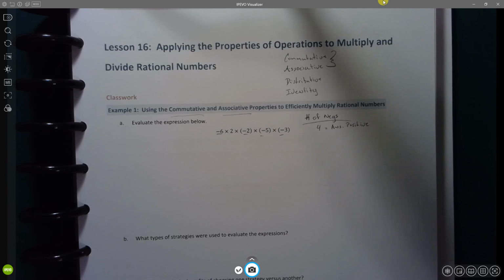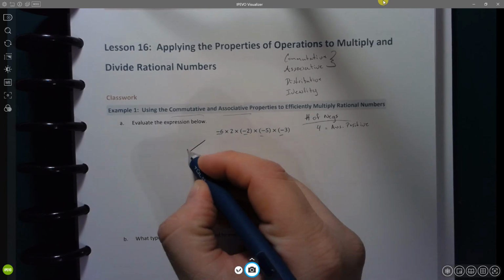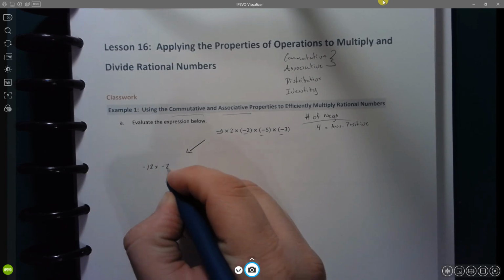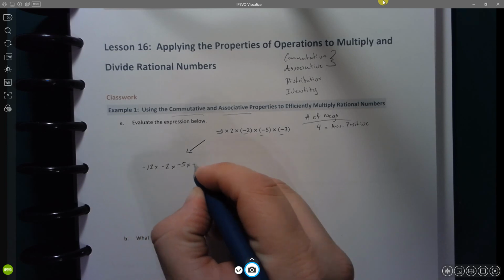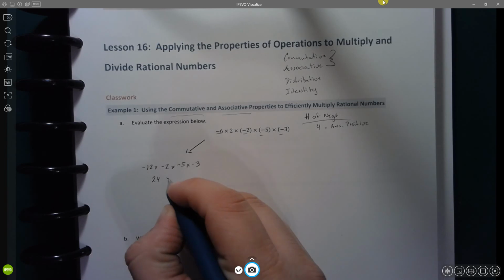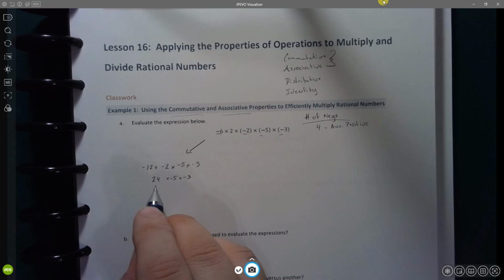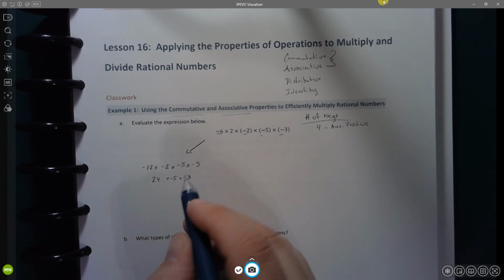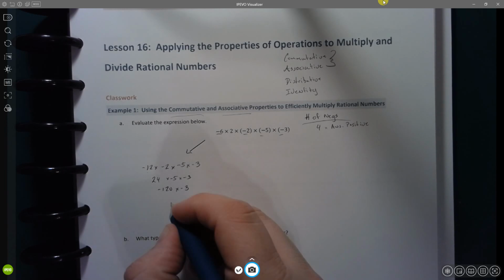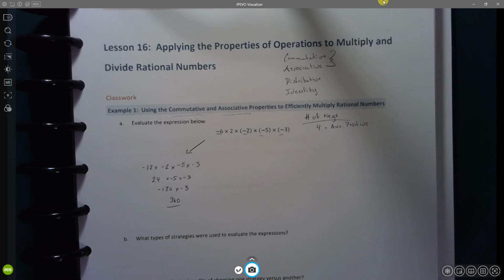Now, it says just to evaluate the expression below. You can come up with multiple ways of doing this. One way, you could just go straight across. Negative 6 times 2 gives you a negative 12 times a negative 2 times a negative 5 times a negative 3. Negative 2 times a negative 12 is going to be a positive 24 times a negative 5 times a negative 3. 24 times a negative 5 is going to be a negative 120 times a negative 3. Negative 120 times a negative 3 gives me a positive 360. See, that's one way of doing it.